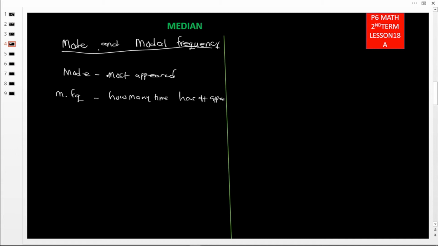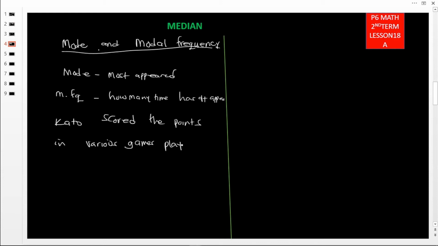Okay, so let us get our first example and see how we can do this. This first example says Kato scored the following points in various games.